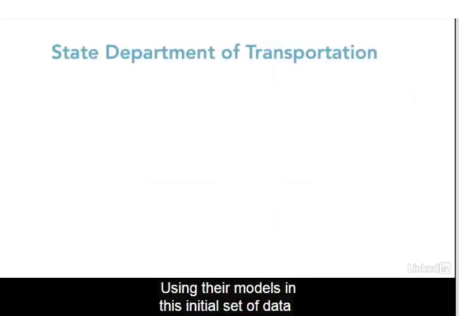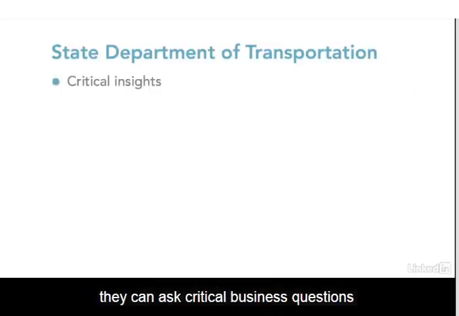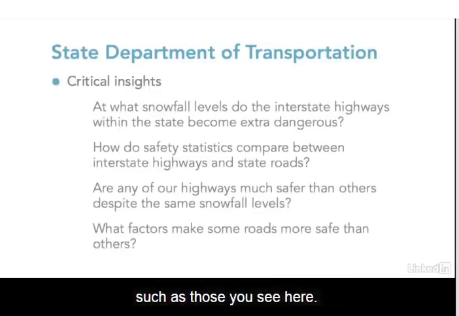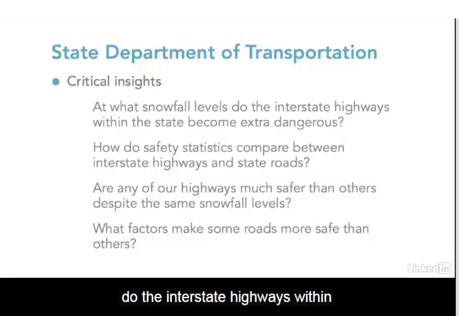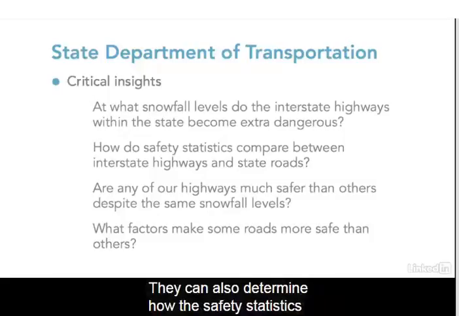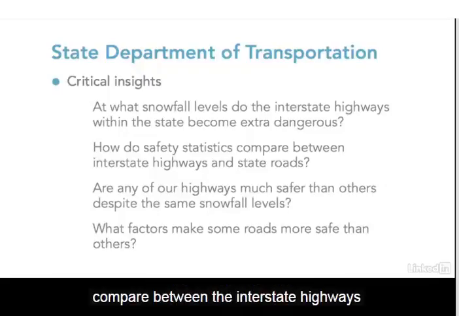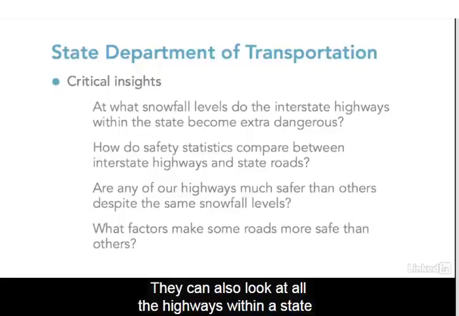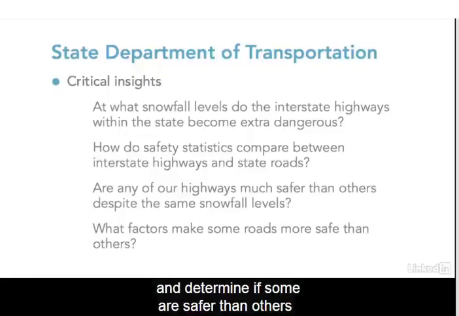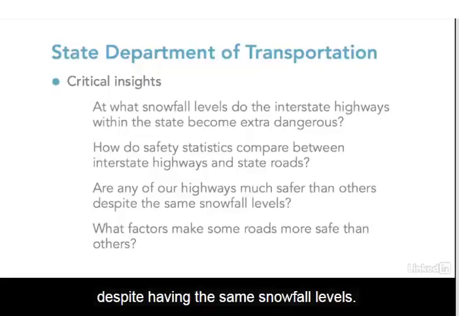Using their models on this initial set of data, they can ask critical business questions such as those you see here. For example, they will be able to tell over the past 3 years at what snowfall levels the interstate highways within the state become extra dangerous. They can also determine how the safety statistics compare between the interstate highways as well as state roads. They can also look at all the highways within the state and determine if some are safer than others despite having the same snowfall levels, and if so, what are the factors that make some roads safer than others.